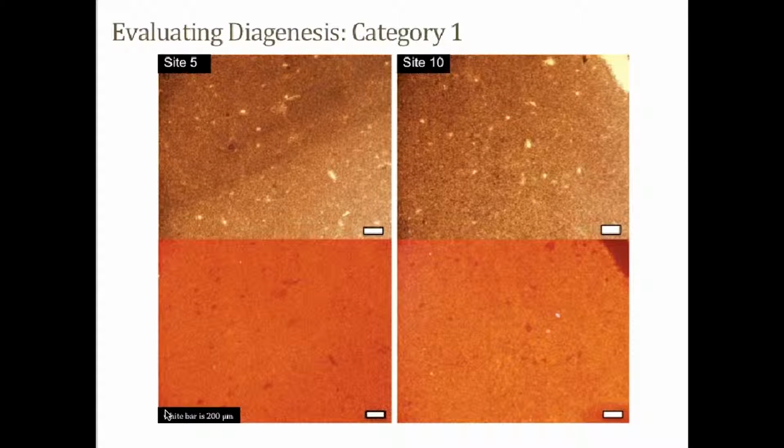So in evaluating the extent of diagenesis, we categorized our samples in 3 different categories based on the features that were displayed. So here's an example of a category 1 sample, and here it is pretty homogeneous and there is not much color variation and not much grain size distribution. So we can tell from this sample that it hasn't gone through many chemical or diagenetic alterations, and it's pretty well preserved.